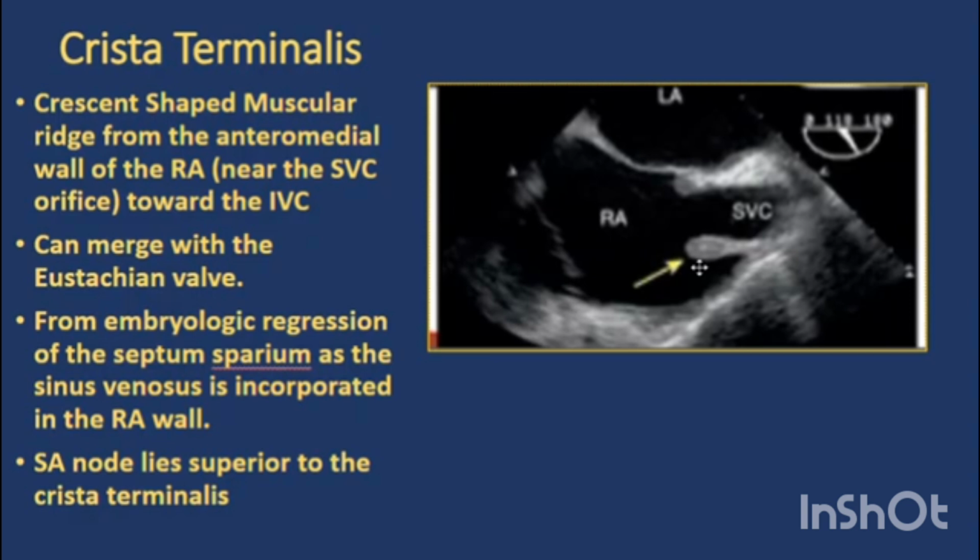As the sinus venosus is incorporated into the RA wall, the sinoatrial node lies superior to the crista terminalis, making this structure especially useful as an anatomic landmark for our EP friends.